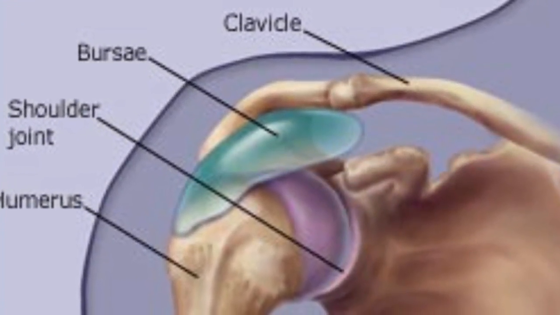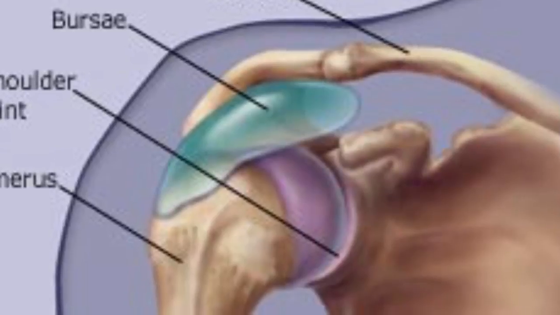The highest number of shoulder injuries occur in postmenopausal women due to a hormonal link.